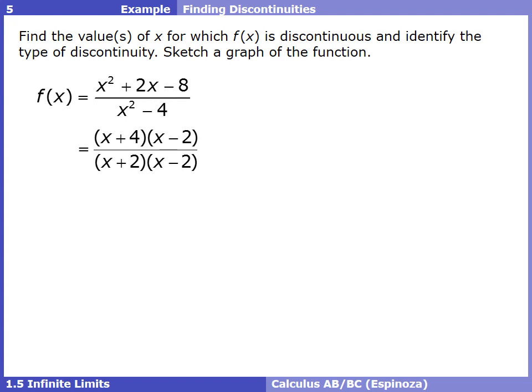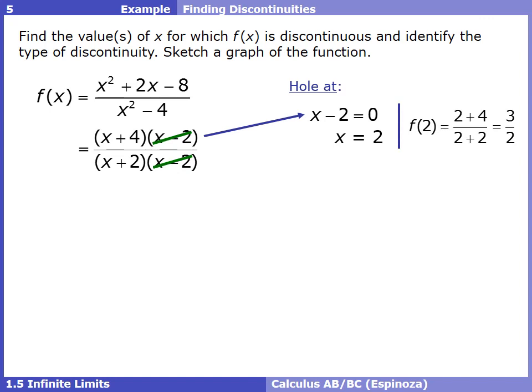And here you can see in the top and the bottom, we have a factor of x minus 2, which means we can cancel that, and that already tells us we have a discontinuity. And that type of discontinuity would be a hole. Since we're trying to graph this, it's really not enough right now just to say x equals 2 is where the hole is at. Sometimes that'll suffice for a problem, but since we're trying to really sketch a graph of this, we also need the y value for that hole.